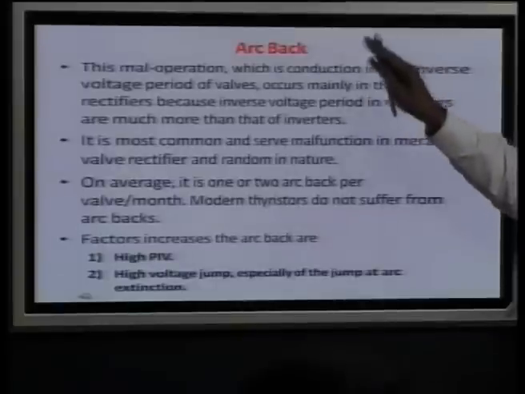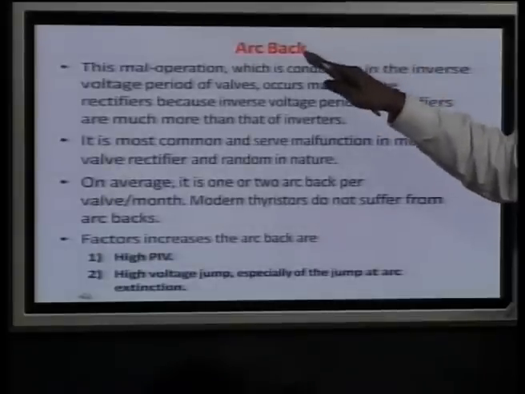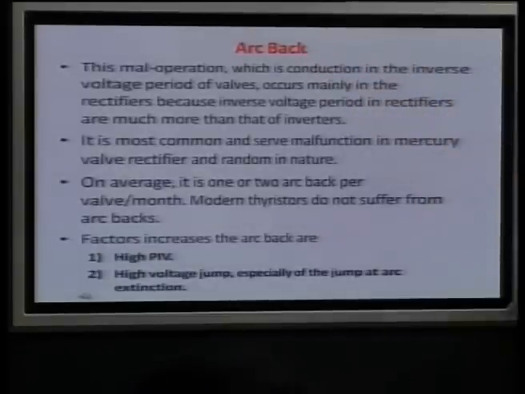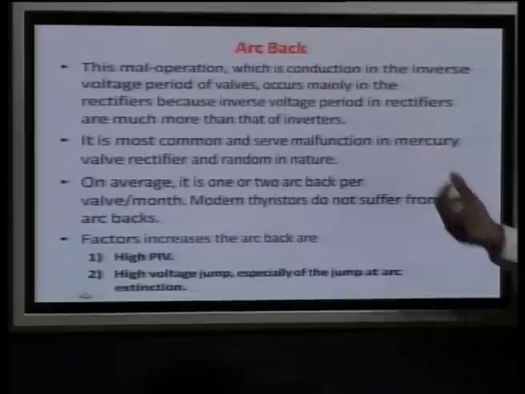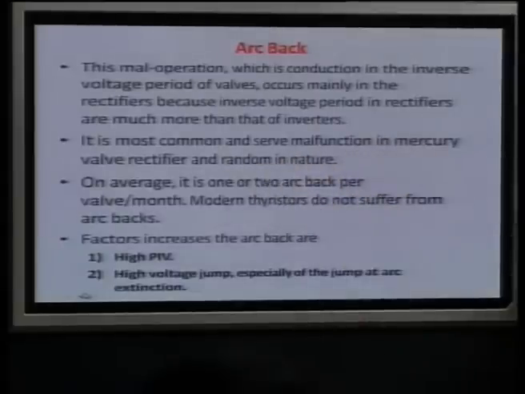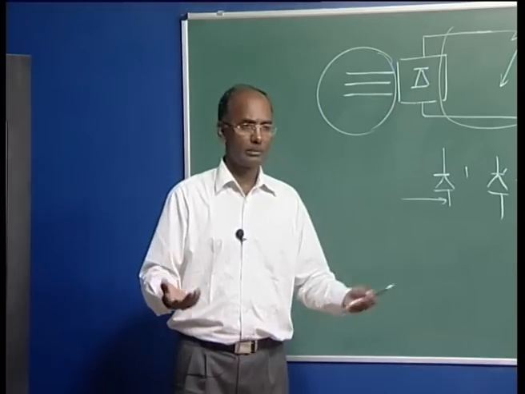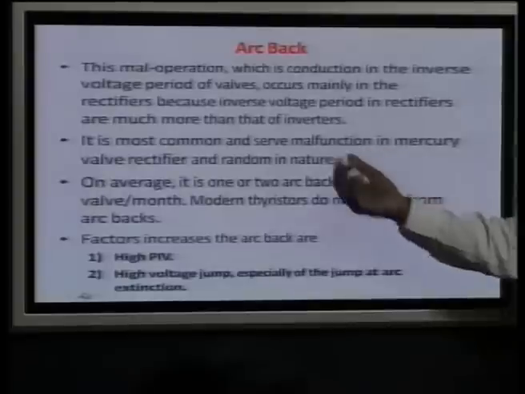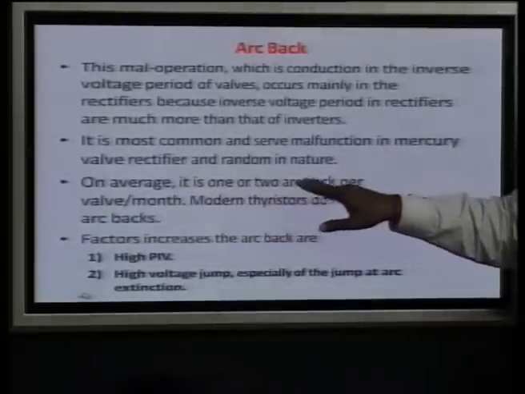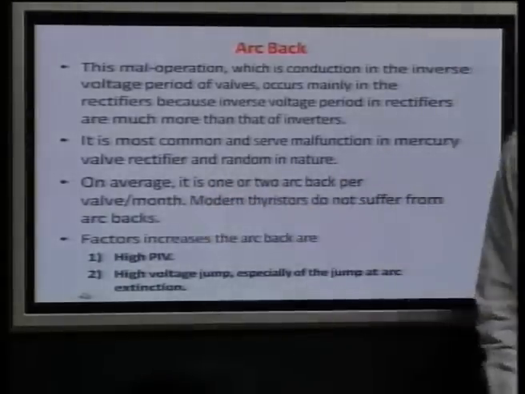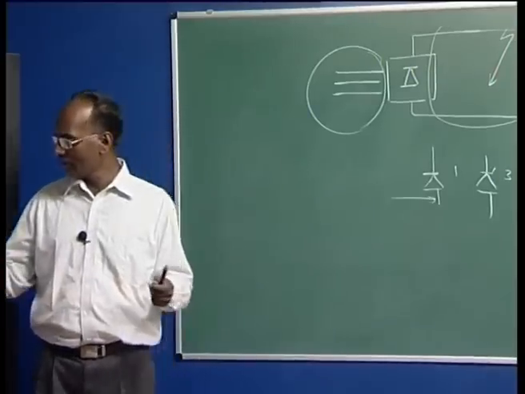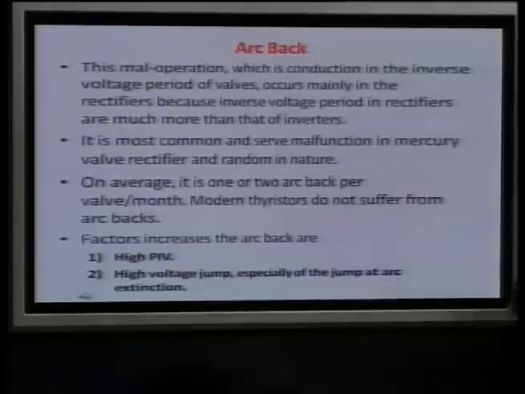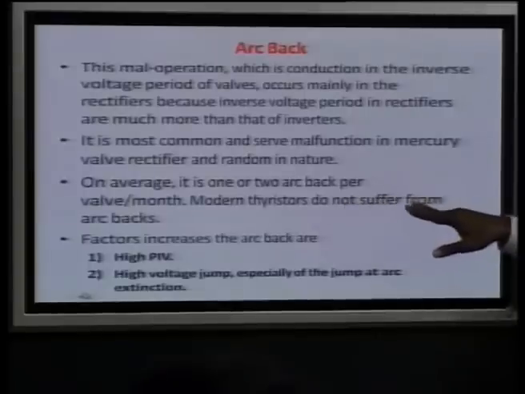But I want to mention this, because it was happening only in the Mercury arc valves and especially in the rectifier operation. It is the most common and severe malfunction in the Mercury valve rectifier, and it is random in nature, because you do not know when it will conduct on the negative side or not. On average it is 1 or 2 arc backs per valve per month, especially with Mercury arc valves in the early HVDC links. In those, 1 or 2 per month were happening. The modern thyristors do not suffer from the arc back.